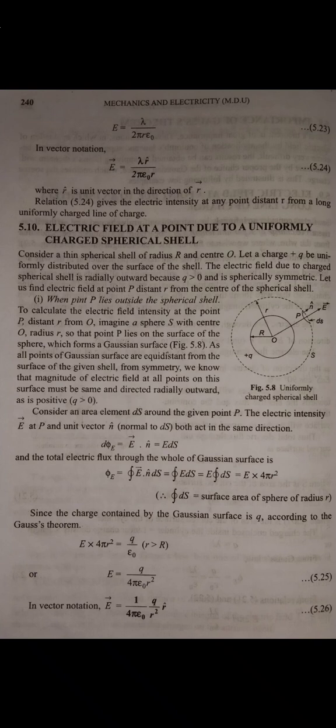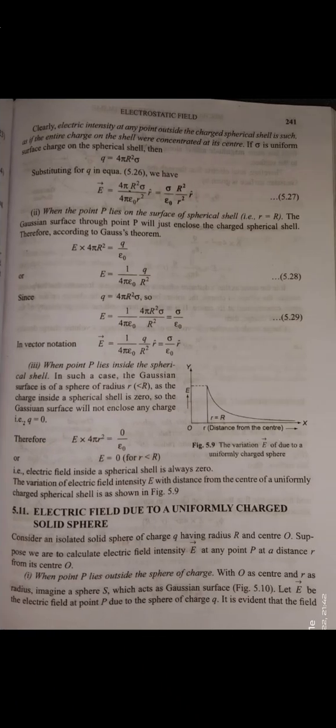In vector notation, E vector is equal to 1 upon 4 pi epsilon naught into q upon r square into r cap. This is equation number 5.26. Clearly, electric intensity at any point outside the charged spherical shell is such as if the entire charge on the shell were concentrated at its center.